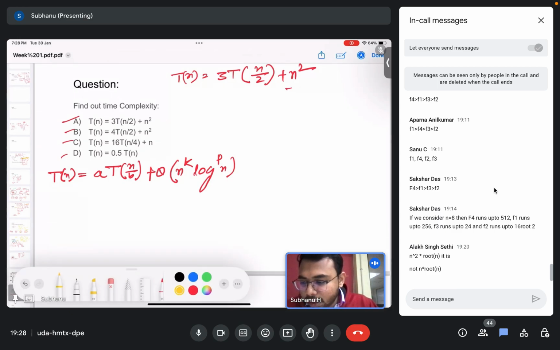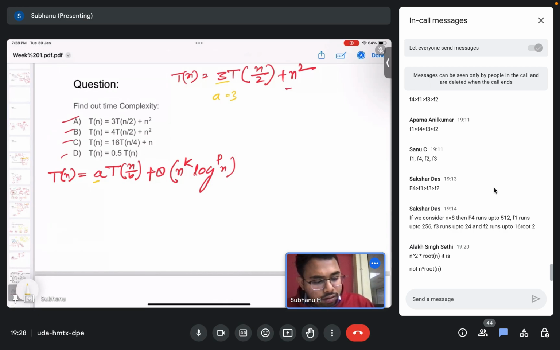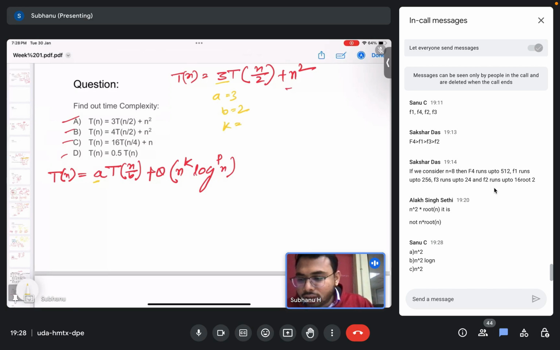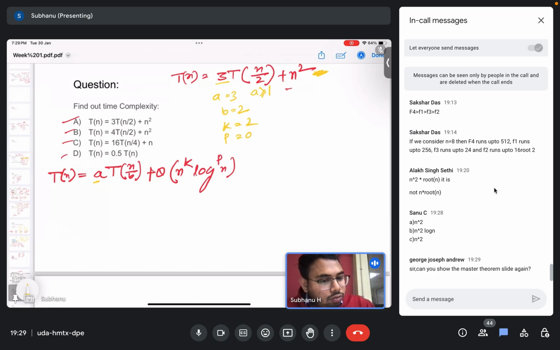So a is basically here 3, so this is a. Now what is b? B is basically 2, and k is also 2, and what is p? P is 0, because we don't have any log term here, so that's why p is 0. Now check whether the conditions hold or not. The first condition was a must be greater than or equal to 1. Sir, can you show the master slide again? Yeah.